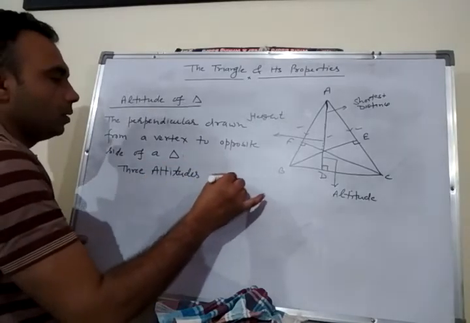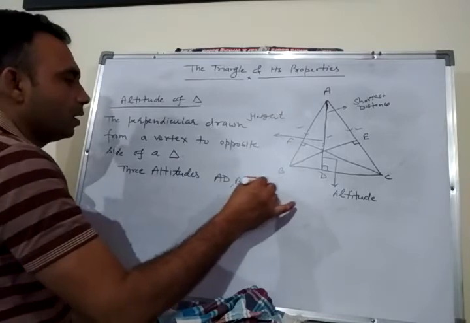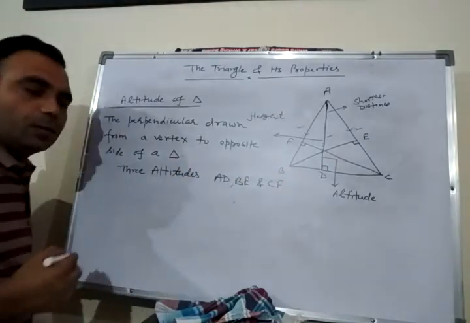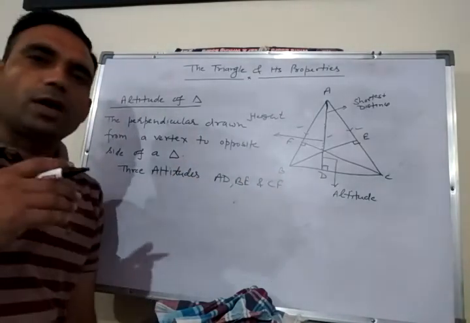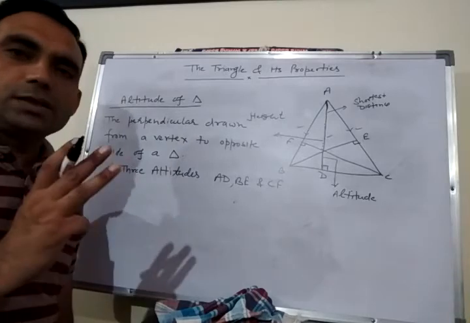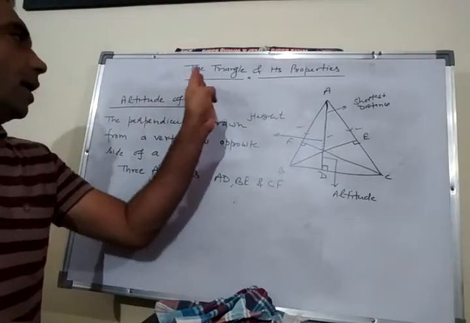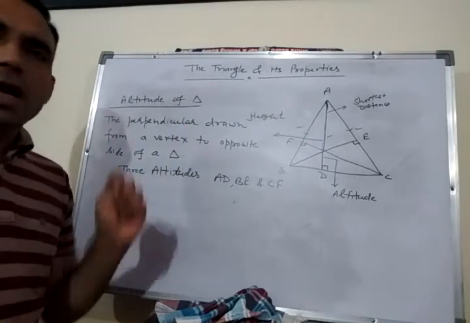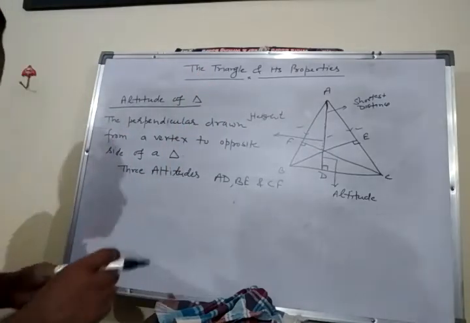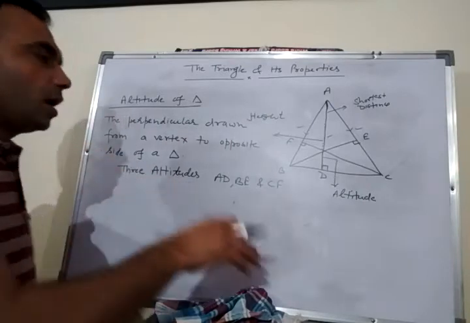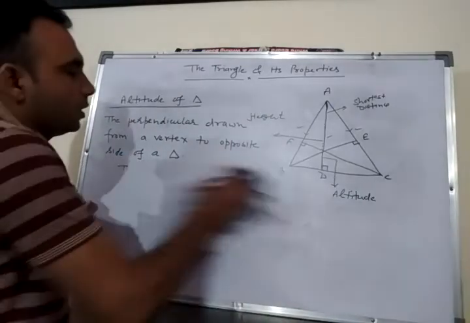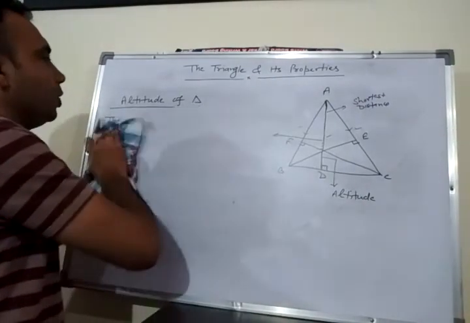AD, BE, and CF. So these are the elements of the triangle. Three vertices, three angles, three sides, three medians, and now there are three altitudes. If we take an isosceles triangle, then what happens to the median and altitude?